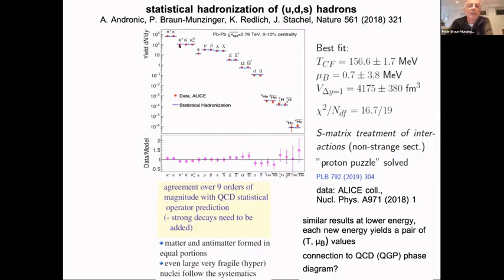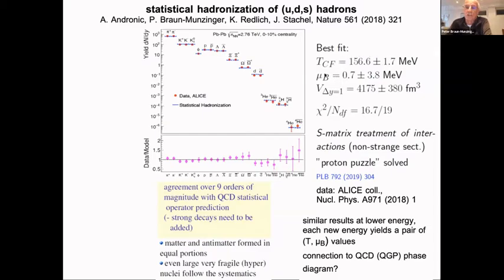And with the statistical hadronization approach, we understand that production takes place at a temperature of 156.6 plus minus 1.7 MeV. The baryochemical potential is consistent with zero. And the volume of one unit of rapidity is about 4,000 cubic Fermis, and the description is practically perfect. And there is really only one parameter, if you like, you could have just put mu_b equal to zero.